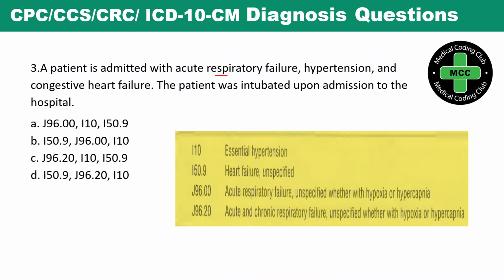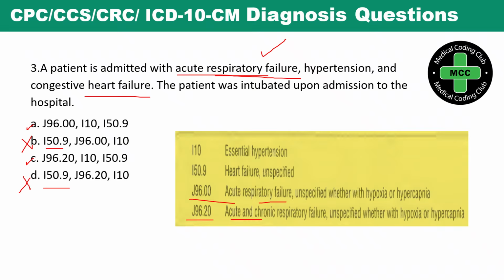Next question: patient is admitted with acute respiratory failure, hypertension and congestive heart failure. In this question, as I told you, the reason for encounter is acute respiratory failure, and this should be sequenced first. So you can eliminate option B and option D because they have sequenced heart failure, or congestive heart failure, as the primary diagnosis. So these two will be incorrect. Now check the option A and option C code descriptions. J9600 says acute respiratory failure.